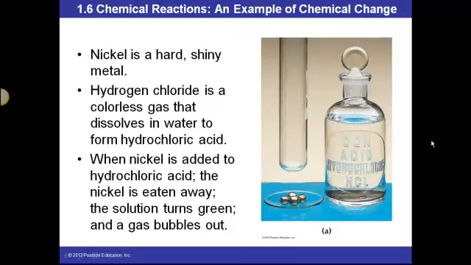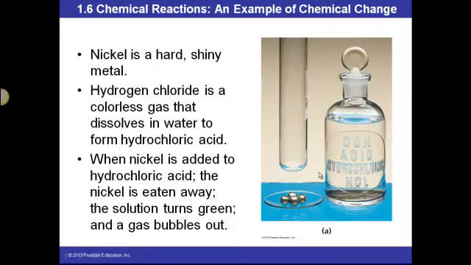So now we want to just end this section by showing you an example of a chemical reaction or a chemical change. So this is where the chemical, in this case the nickel, is going to be physically altered into a different form. So nickel is a hard, shiny metal. So you can see it down here in this diagram here. So hydrogen chloride is a colorless gas that can be dissolved into the water to form hydrochloric acid. And so you see this hydrochloric acid solution over in this container here.